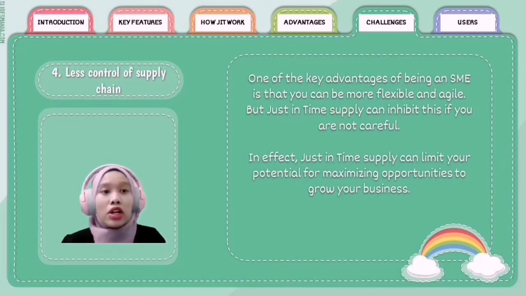For example, your business will know about expected peaks and troughs in demand and will order accordingly. But if you hear of a new business opportunity, or an existing customer has an emergency that you can help with, then you may not find it quite as easy to exploit this situation. In effect, just-in-time supply can limit your potential for maximizing opportunities to grow your business.